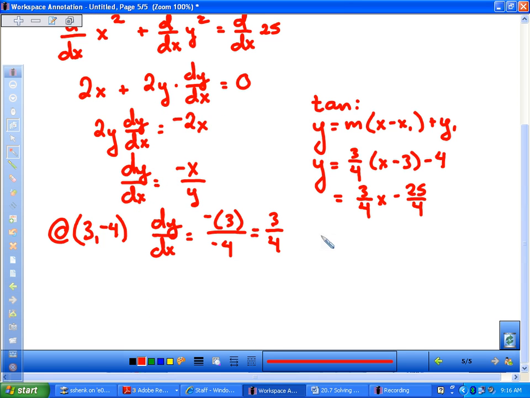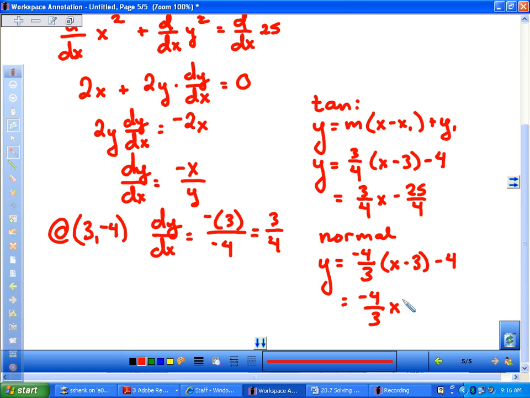Okay. The normal, well, again, we're going to use the same setup to write the equation of the normal. We're still going to use our point-slope formula, but now our slope has to be the negative reciprocal, so y equals -4/3 of (x minus 3) minus 4. And again, you don't need to simplify that down, but if you do, you'd get y equals -4/3 x, and the constants would cancel each other out.